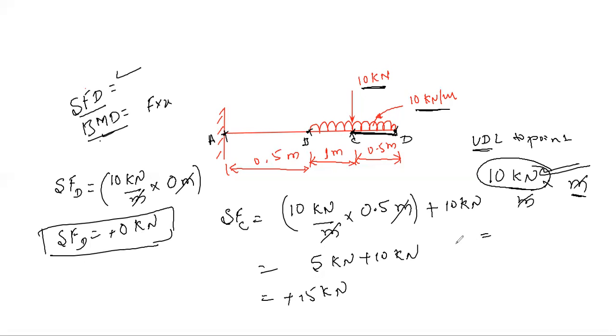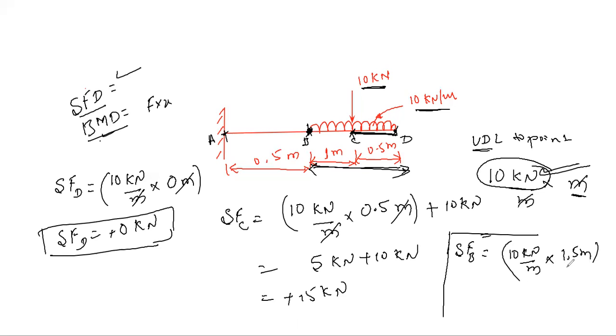Similarly, to calculate the shear force at point B, we consider the forces acting to the right of it. Again, the UDL of 10 kilonewton per meter has to be converted into a point load by multiplying with the length. Because we are calculating the shear force at this point, the length of the UDL from the free end is 1.5, so you multiply with 1.5 meter. Now, apart from this, we have one more load, 10 kilonewton. So simplifying, you get 15 kilonewton plus 10 kilonewton, which is 25 kilonewton shear force at point B.